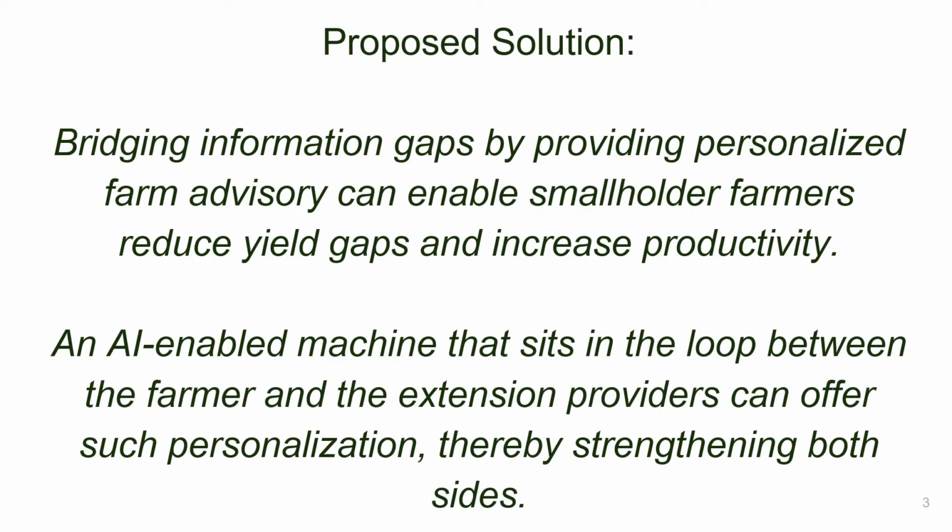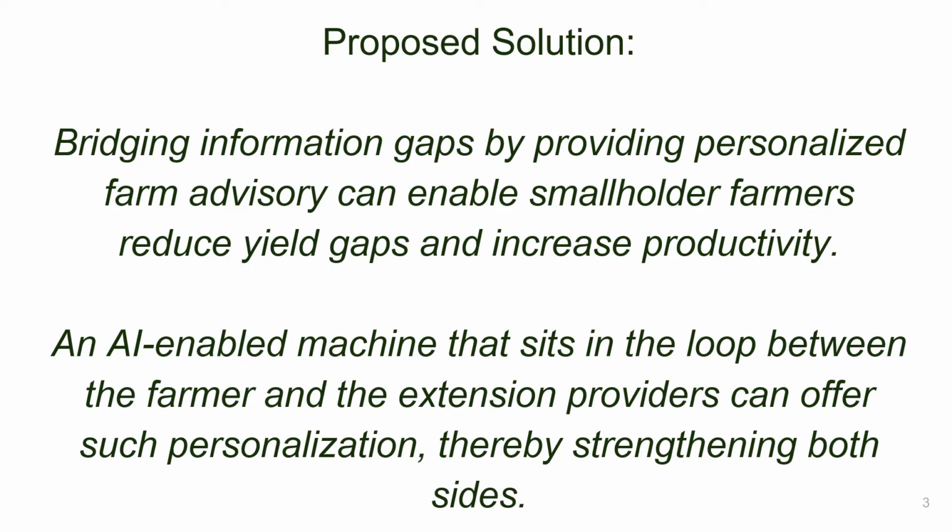Our research so far has shown us that bridging these information gaps by providing personalized farm advisory can enable these smallholder farmers to reduce yield gaps and increase their productivity. And the most effective way of doing so in the current scenario is to use AI-enabled machines that sit in the loop between a smallholder farmer and the extension provider and offer such personalization, thereby strengthening both sides and not aiming to replace either.